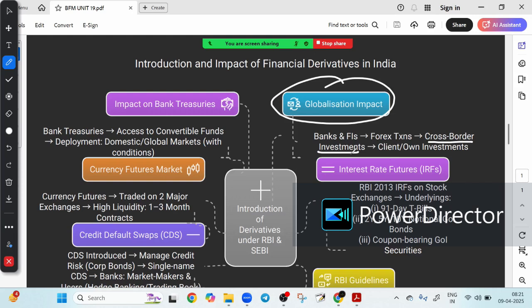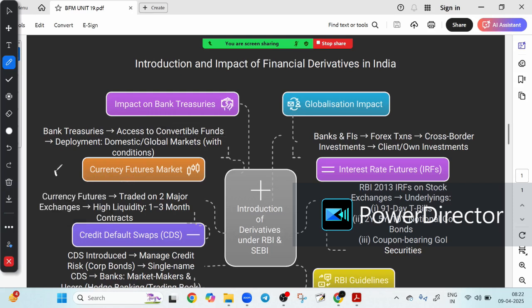Right? Then let's say the impact on bank treasury. What is the impact on bank treasury or derivative? See, bank treasury now have access to the convertible fund. You know about this convertible fund? So bank treasury now have access to the convertible fund, which can be deployed across domestic or international market, as you can see. So this convertible fund can be deployed across domestic market also and international market also, though of course within the regulatory boundary. It's about smarter fund use driven by strategic derivative tool. This is the impact on the bank treasury.